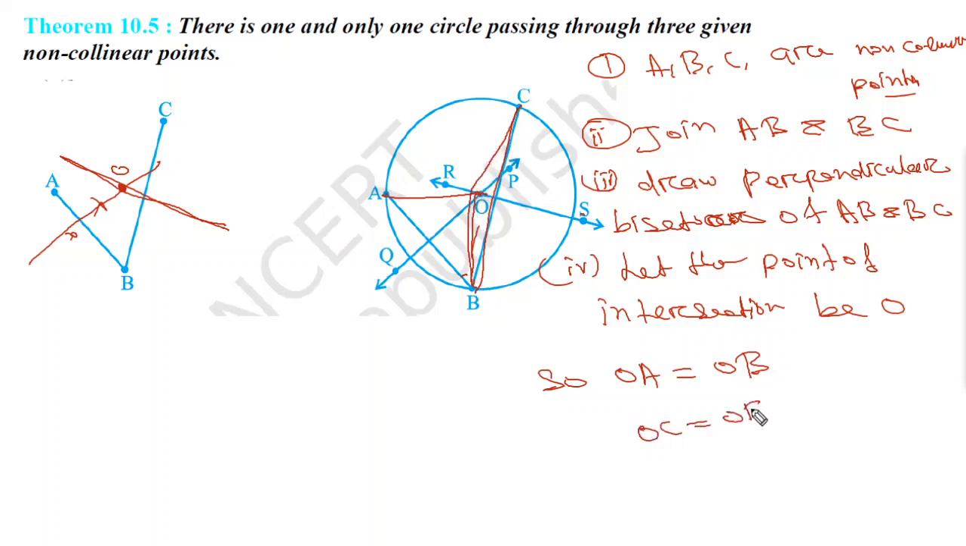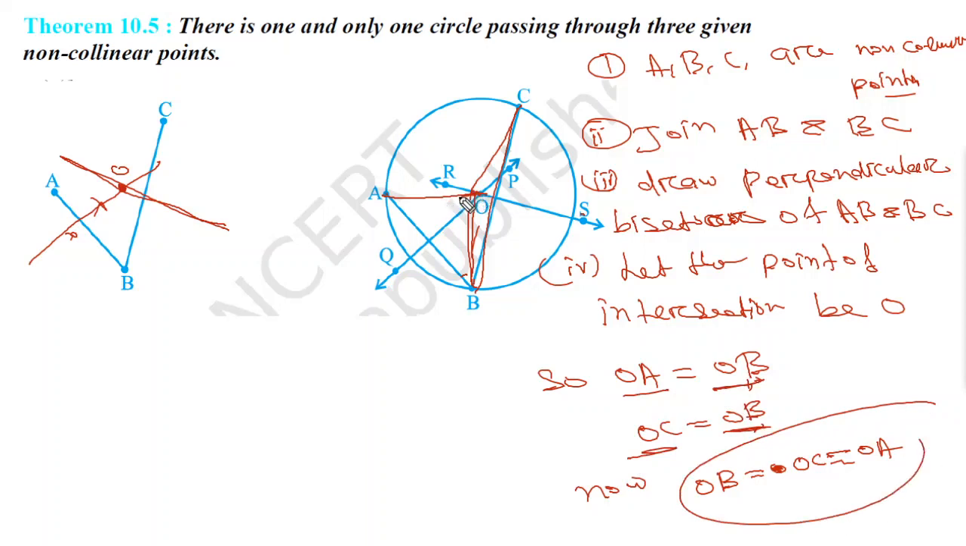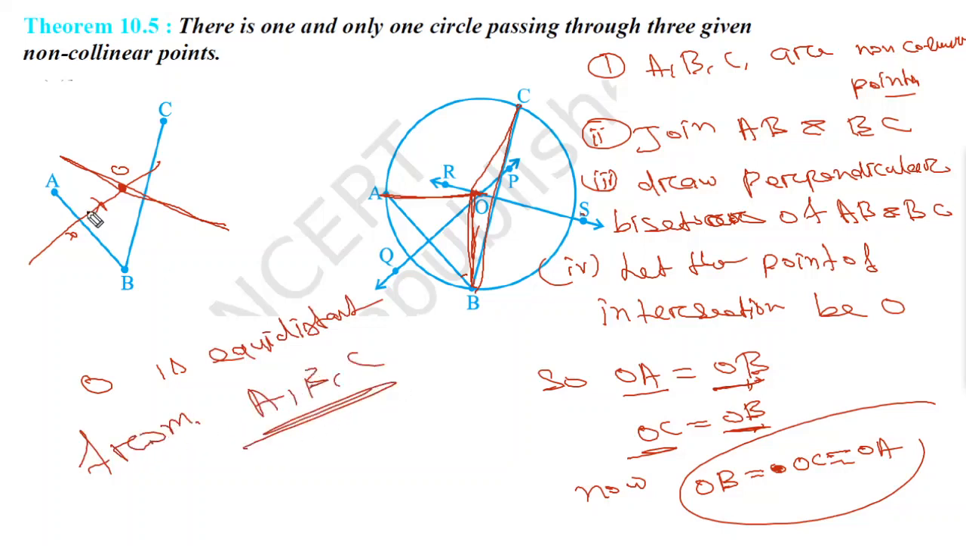OC equal to OB. Now, OB equal to OC equal to OA, as in both the cases OB is there, therefore OA will be equal to OB will be equal to OC. Now we have this O is equidistant from point A, O is equidistant from point B, O is equidistant from point C. So O is equidistant from A, B and C. These 3 points we have taken.